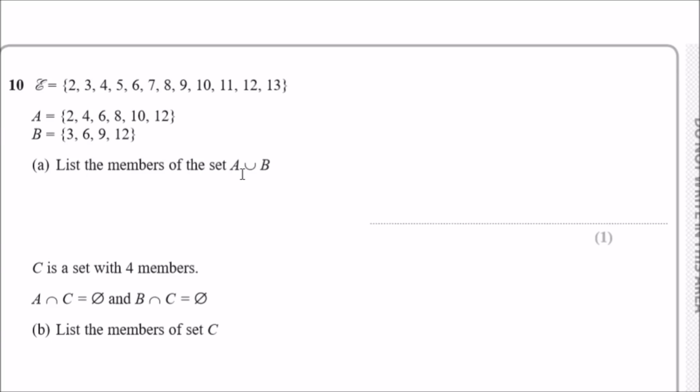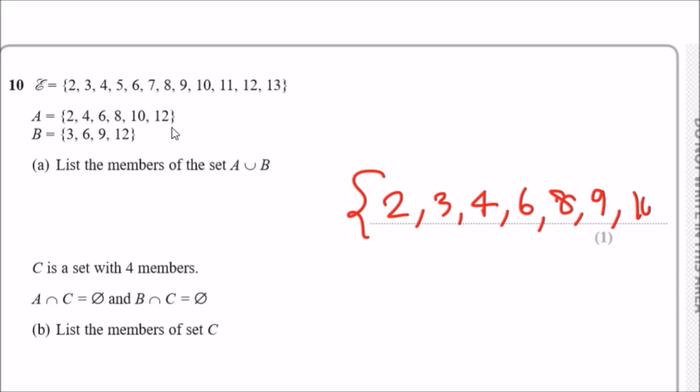List the members of the union between A and B. So union means every single element that's in either set. Okay, that's all you do. Copy every element in both. You don't need to repeat the numbers because that's unnecessary. So what do we have? So firstly, we have 2. So just give a nice curly bracket. 3. Do numerical order. 4, 6, 8, 9, 10, and 12.